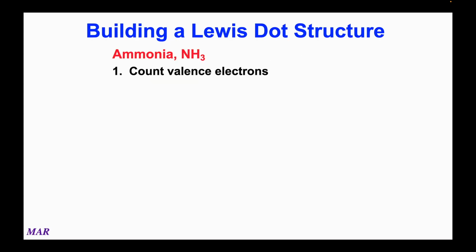So let's draw a Lewis dot structure for ammonia, NH3. I showed it to you earlier, but I want to show you where this comes from. The first thing you want to do is count the valence electrons. Ammonia has 1 N and 3 H. Nitrogen is in group 5, so it has 5 valence electrons, and hydrogen is in group 1, so it has 1 valence electron, but there are 3 of them.